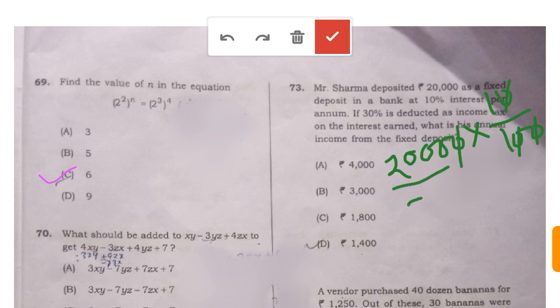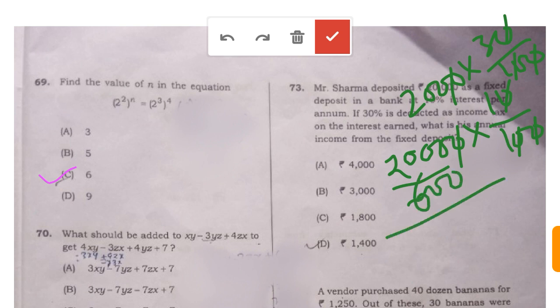It is his total profit, but he has to pay income tax on it at the rate of 30%. So we have to deduct from here 30% of 2,000. That means 2,000 into 30 by 100. This is equal to 600. So his total income is 2000 minus 600, which is equal to 1400. So here option D is the correct answer.